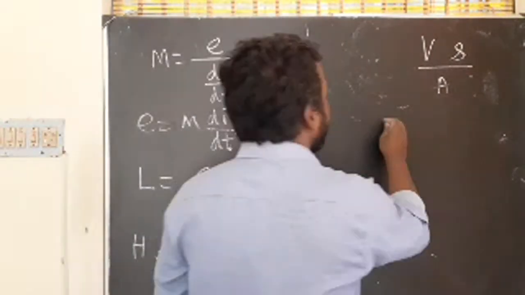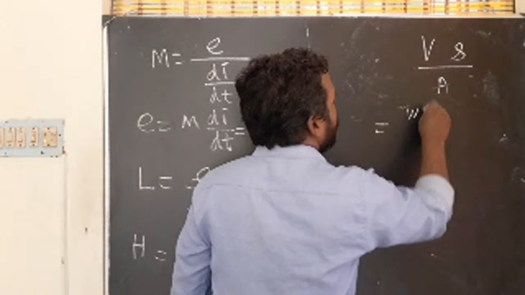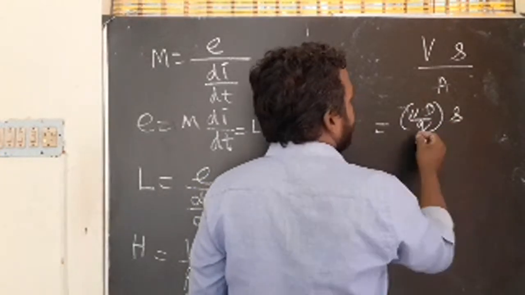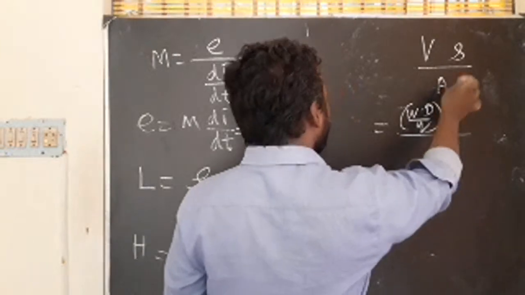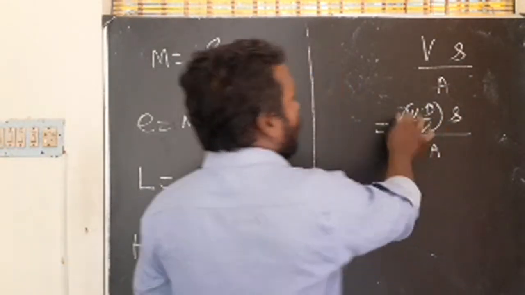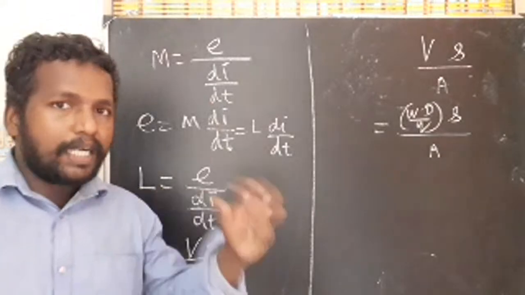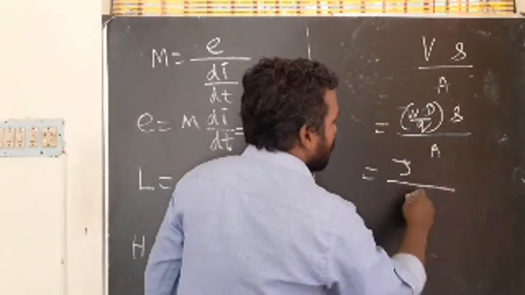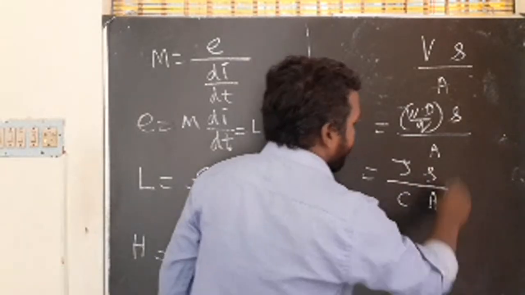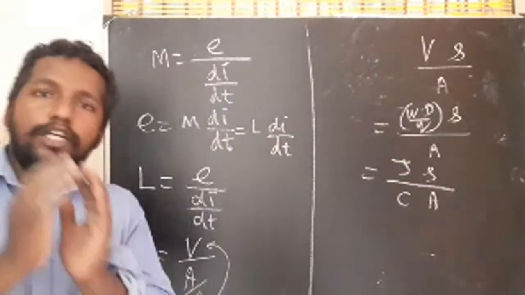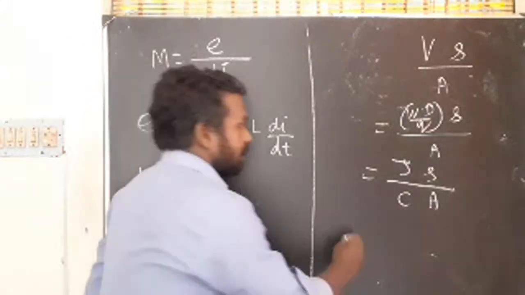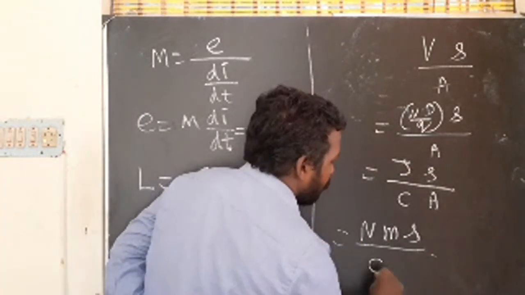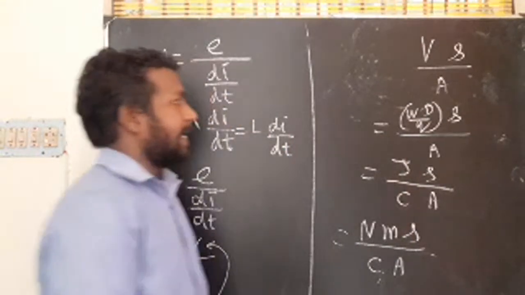Voltage is work done per unit charge, and into time, it's going to be second, and the denominator is the current, which is ampere. Work done is equal to joule per coulomb. So joule per coulomb second into ampere, like that we can write as the unit. Joule, I know, is Newton meter. So Newton meter second by coulomb into ampere, like that we can write as the unit.